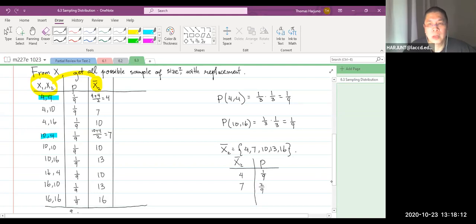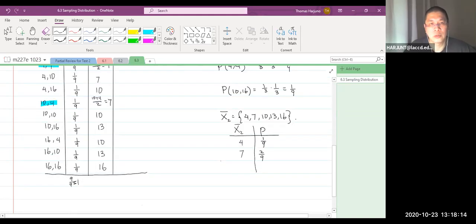The probability of getting 10 is 3 over 9. To get 13 is 2 over 9. And to get 16 is 1 over 9. You can see it that way too. You will see the total probability is 9 over 9, which is 1.